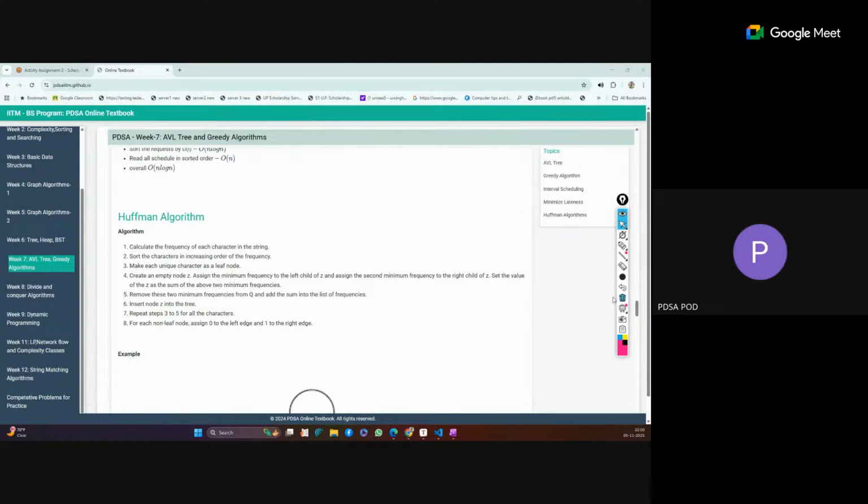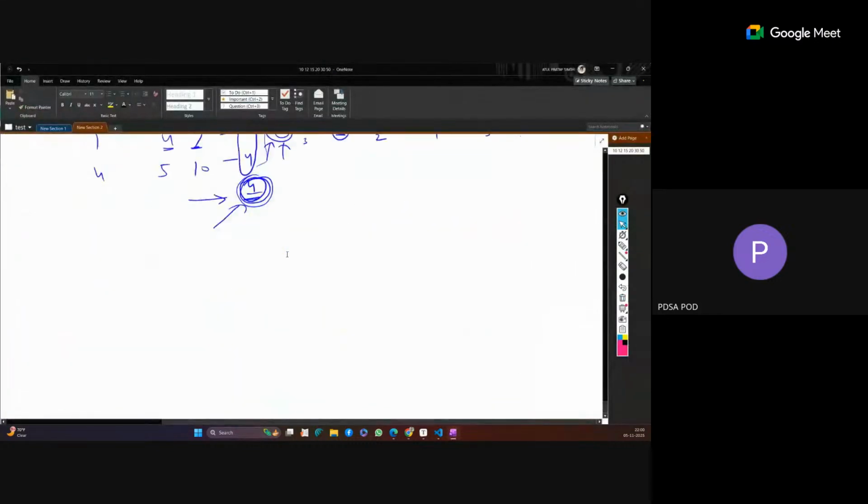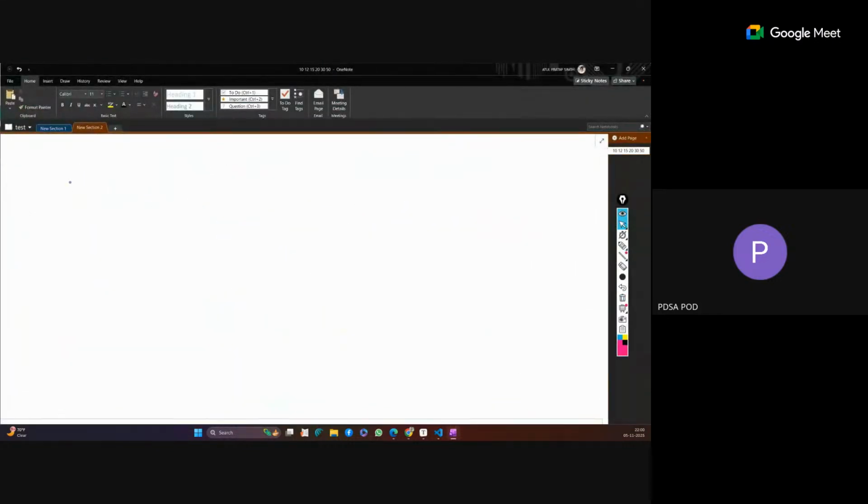I'm deleting this 660. I'm taking an example the same way: A, B, C, D, E, F. I'm taking a different example. Like this is 100, this is 50, this is 5, this is 2, this is 3, and this is 70. I'm taking them randomly. So these frequencies are given.